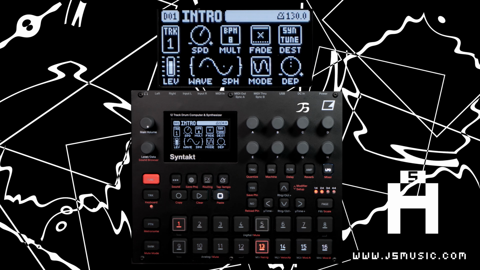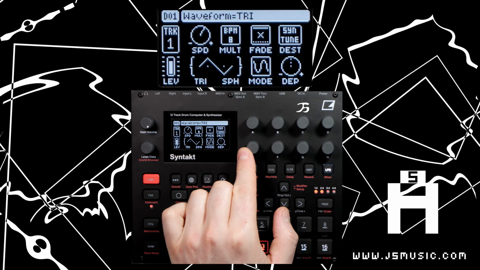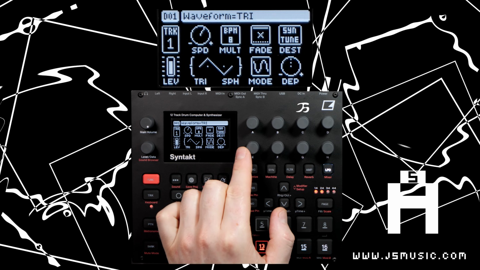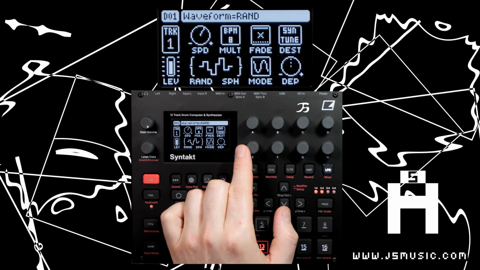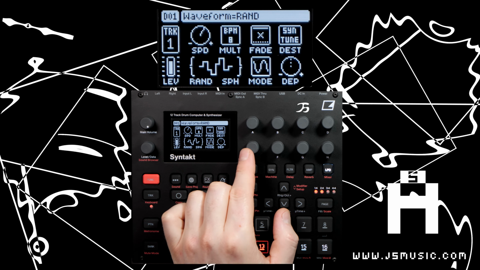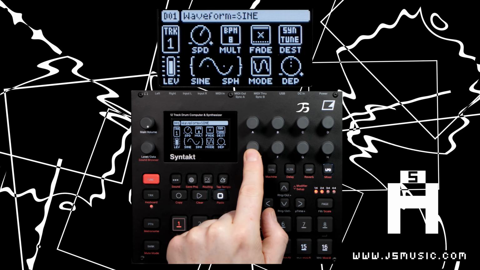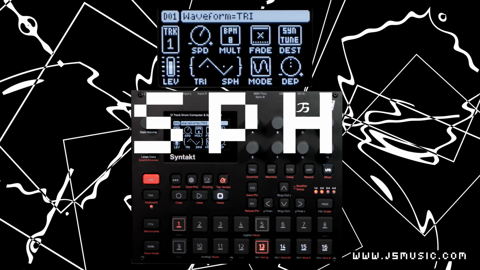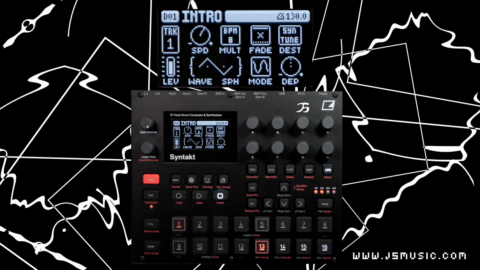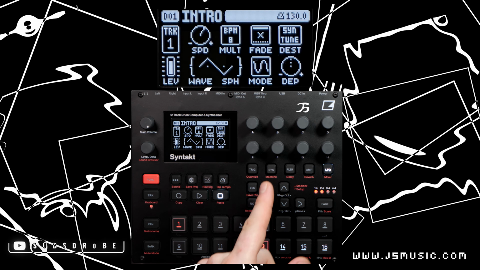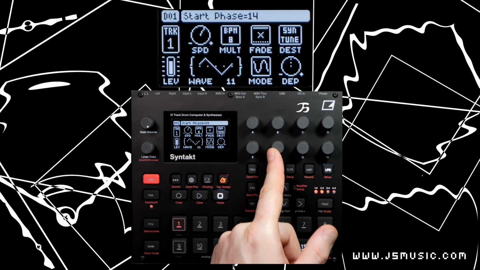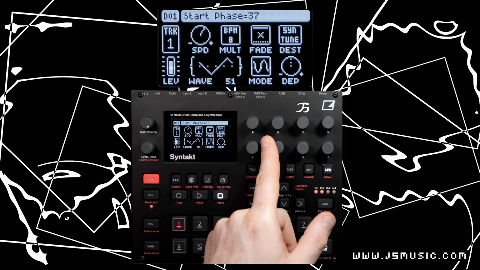Wave sets the LFO waveform. So we have triangle, sine wave, square wave, sawtooth, expo, ramp, and random. SPH, so if I take that back to triangle, SPH is the start phase, which is the point of the waveform you want it to start on. If we turn this to the right, all it does is select a different start point.